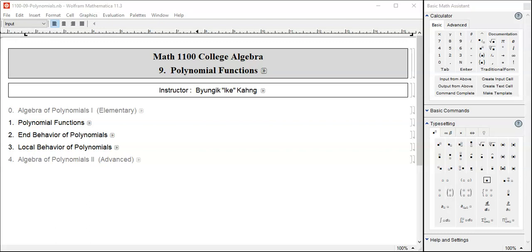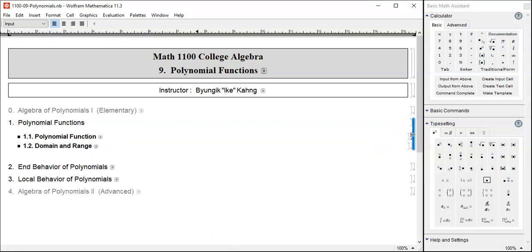The second half of this course will cover just two chapters, Chapter 5 and Chapter 6. In Chapter 5, we're going to study polynomial functions and rational functions. In Chapter 6, we're going to learn exponential functions and logarithmic functions. Among those big four, the polynomial functions come first, and that's where we're going to begin.